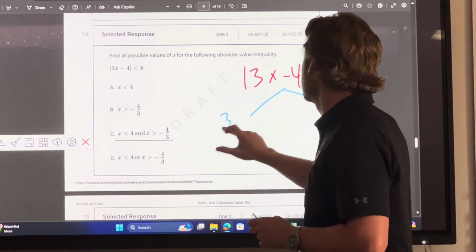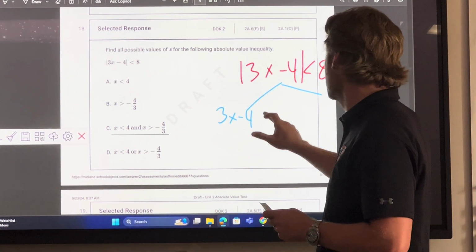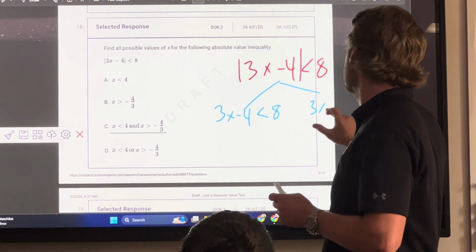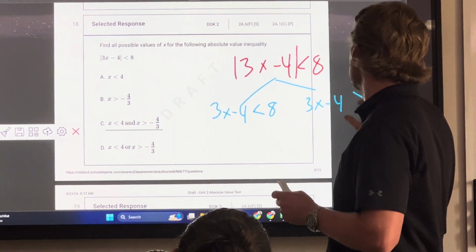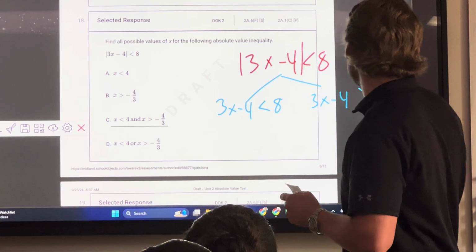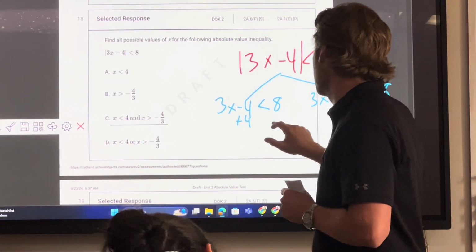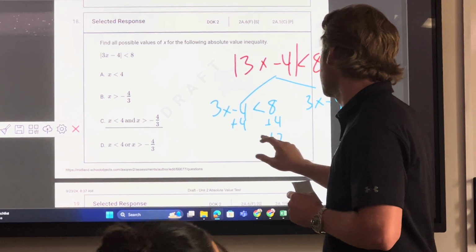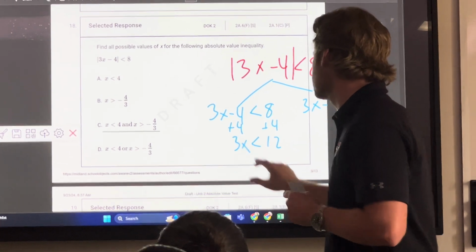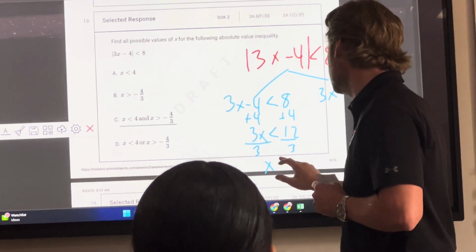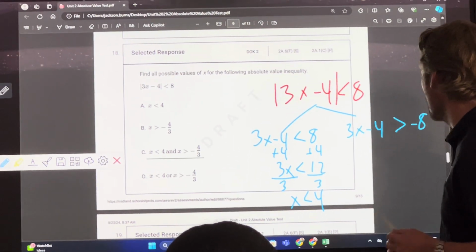Boom, boom. 3x minus 4 is less than 8. 3x minus 4 is greater than, flip that sign, negative 8. Add 4, so I get 12, so 3x is less than 12. Divide by 3, x is less than 4.